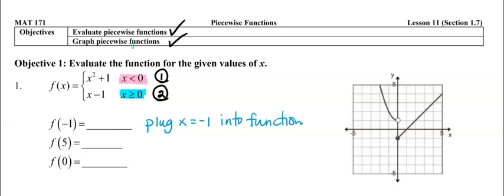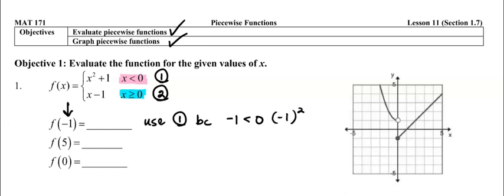So when we evaluate the function at x is equal to -1, we have to use piece 1 because -1 is less than 0. So I'm going to write a little note here that says use 1. I'm going to be plugging -1 into the first piece. So I will be taking -1, squaring it, and adding 1. I'm plugging into this expression here. -1 squared is a positive 1, and 1 plus 1 is 2. So f of -1 is 2.